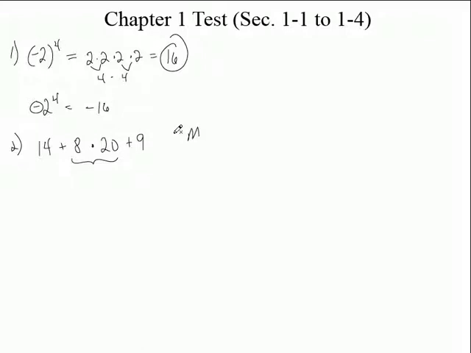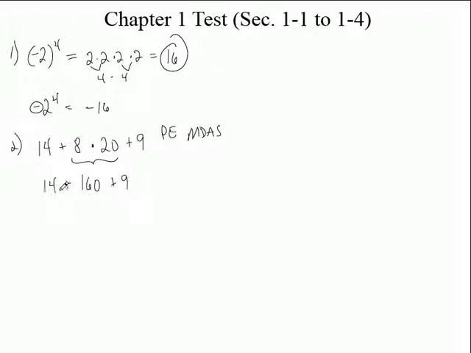Remember, please excuse my dear Aunt Sally. Parentheses, exponents, multiplication, division, addition, subtraction. So we do multiplication before we do any addition. So that's why we're multiplying these things first right here. So let's just do it. 14 plus, and then let's see, that's 16, that's 160, and then plus 9.